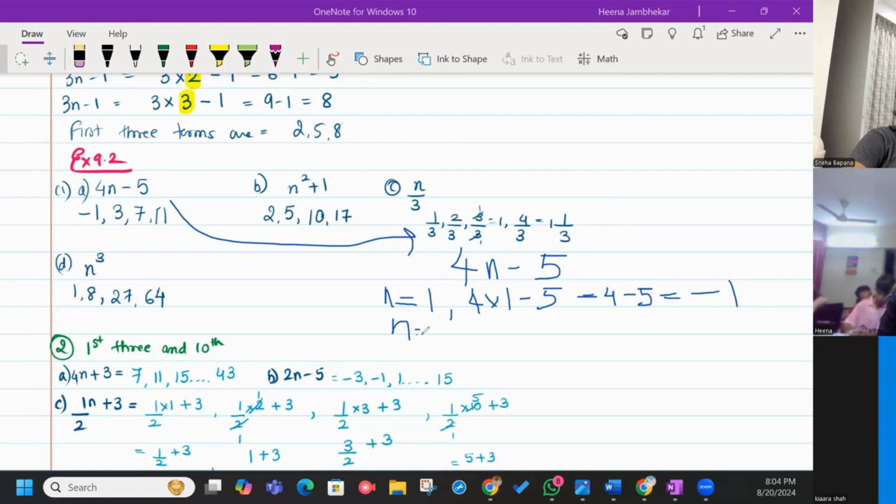n is equal to 2. For n is equal to 2, what will you do? 4 2s are 8, and 8 minus 5 will give you 3. Next one. 4 3s are 12. 12 minus 5 will give you 7.